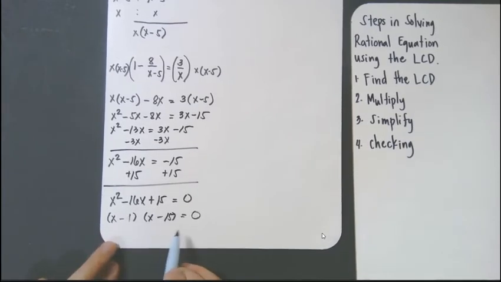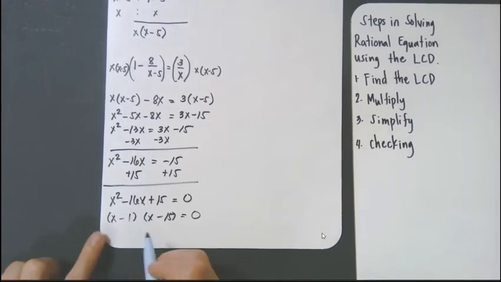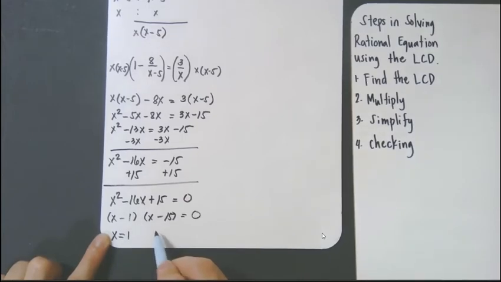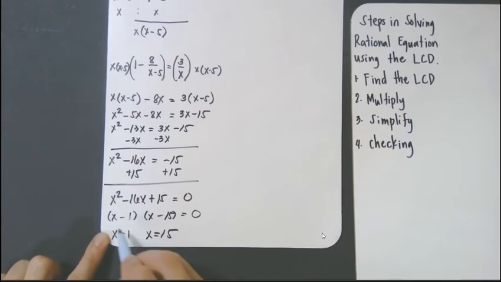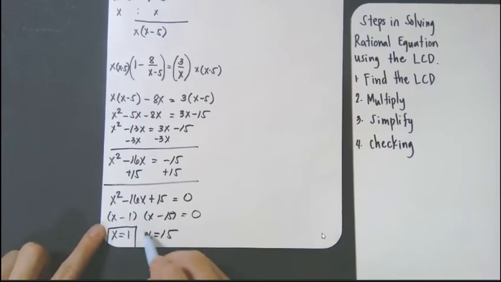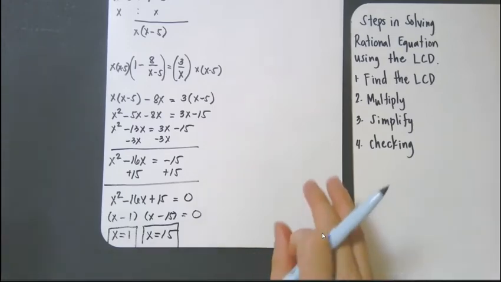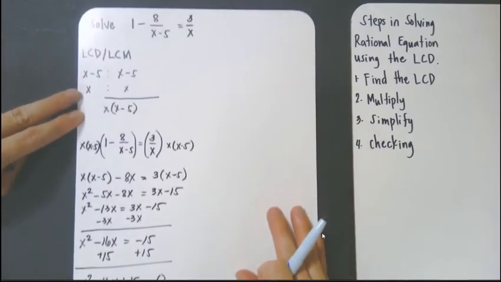So from the factors, you can get the solution. So x minus 1, just equate that to 0, then solve for x. So your x for the first factor is positive 1, and your x for the second factor will be positive 15. So these are the two solutions we got, positive 1 and positive 15. Now let's do the checking.